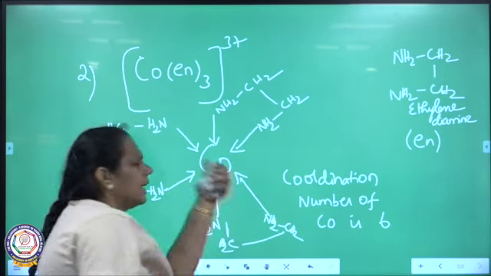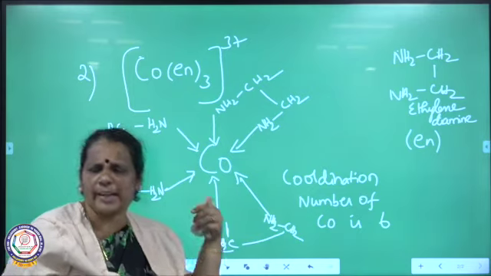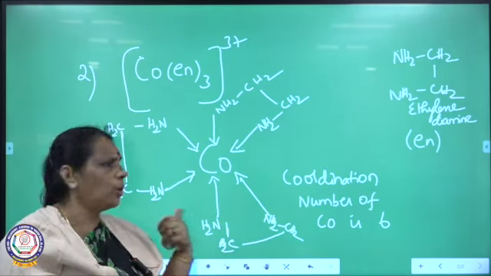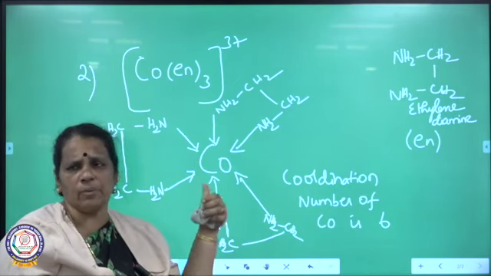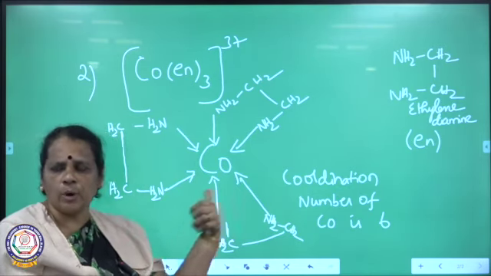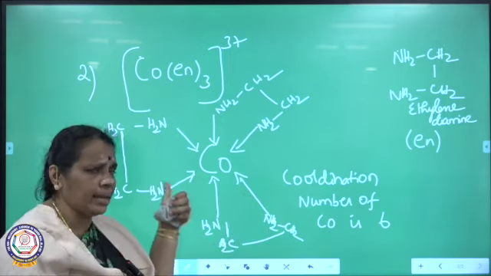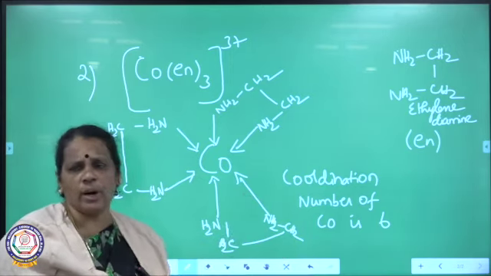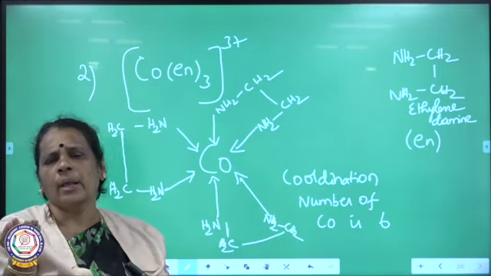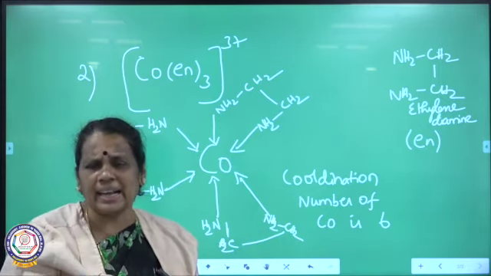So there are 6 electron pairs donated by 3 ethylene diamine molecules. So all the 6 electron pairs are involved in bond formation with the central metal ion. Therefore, the coordination number of the central metal ion here, that is cobalt, is 6. So these 2 examples I have told for bidentate ligands.